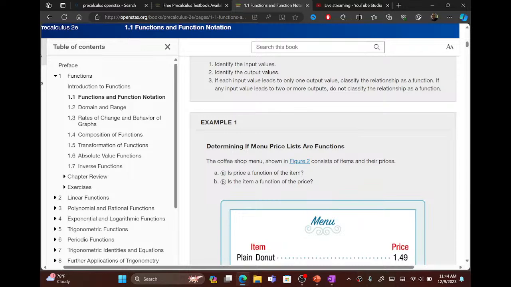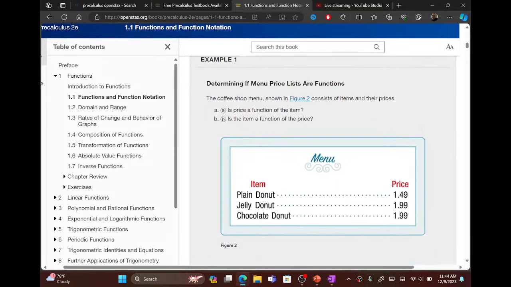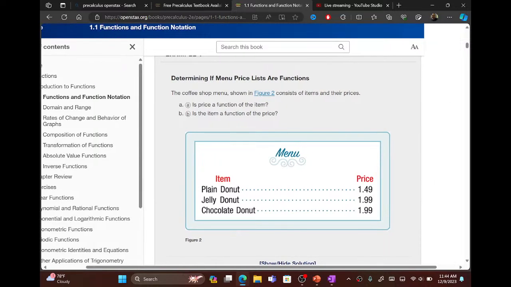Now, the first one says, is price a function of the item? Well, the price is the output. The output is always a function of the input if the input has no repeated x values.